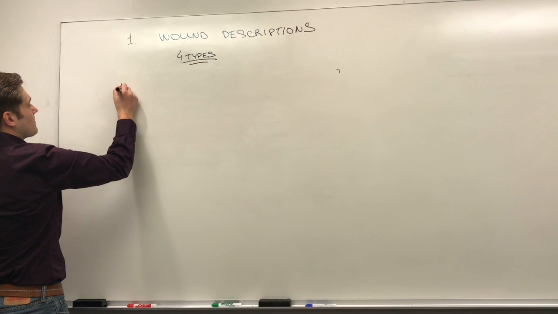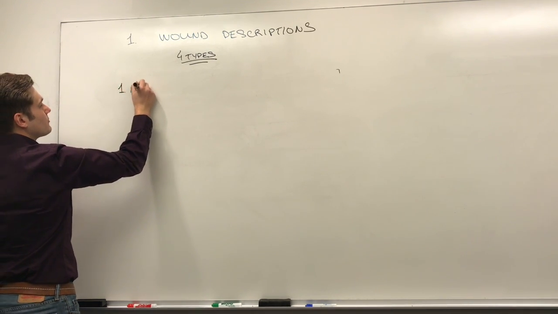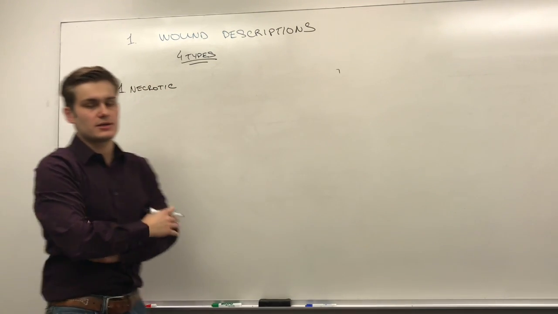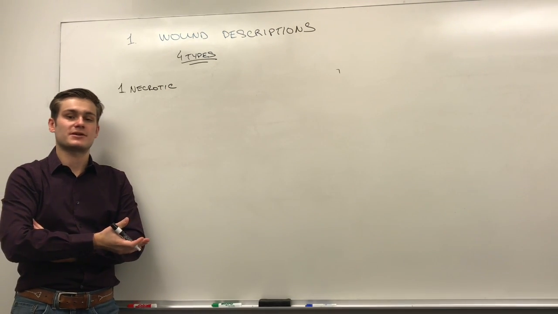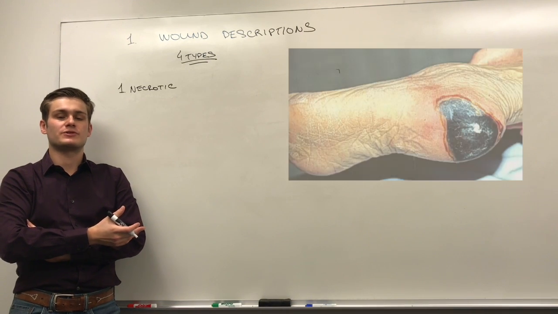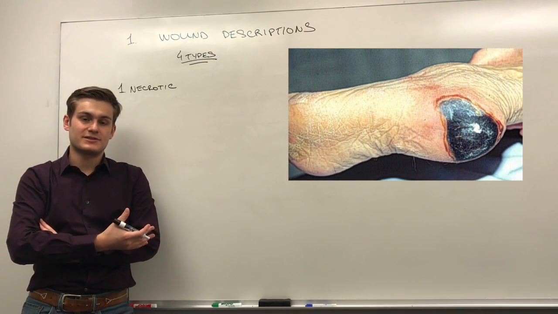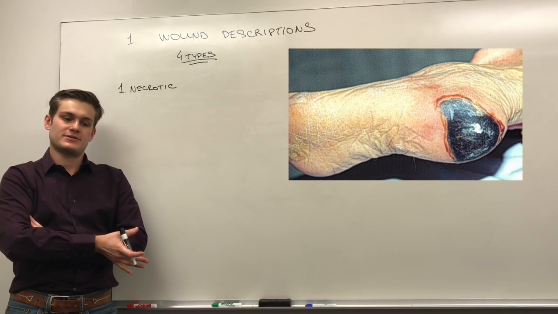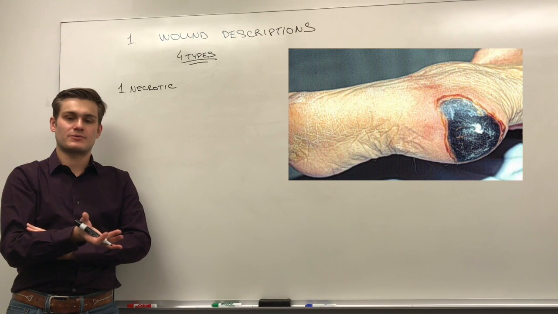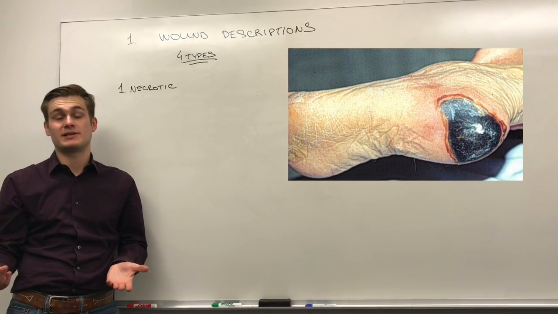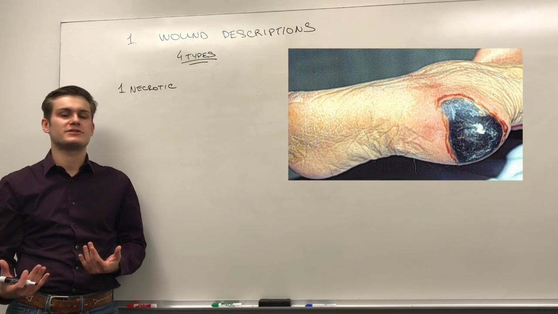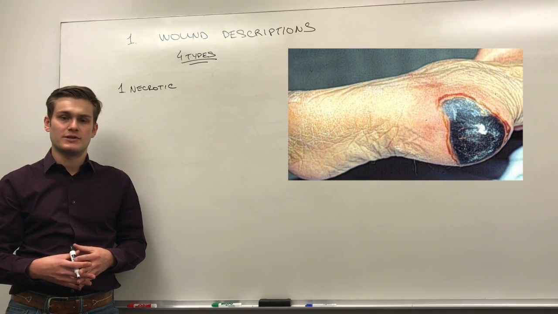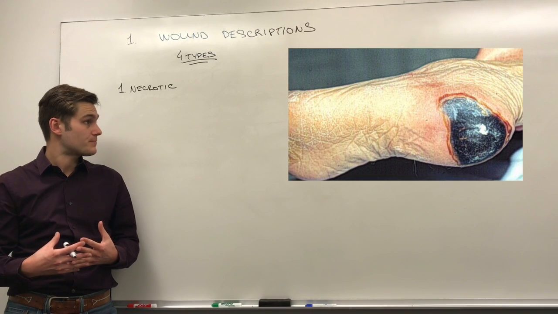So, the first type is a necrotic wound. Now, this has a characteristic appearance. This wound is going to look black because the tissue that is covering the wound is completely dead. So it's composed of completely devitalized epithelium. So there's no nutrient supply, there's very poor oxygenation and very poor blood flow. So this tissue completely becomes necrotic.